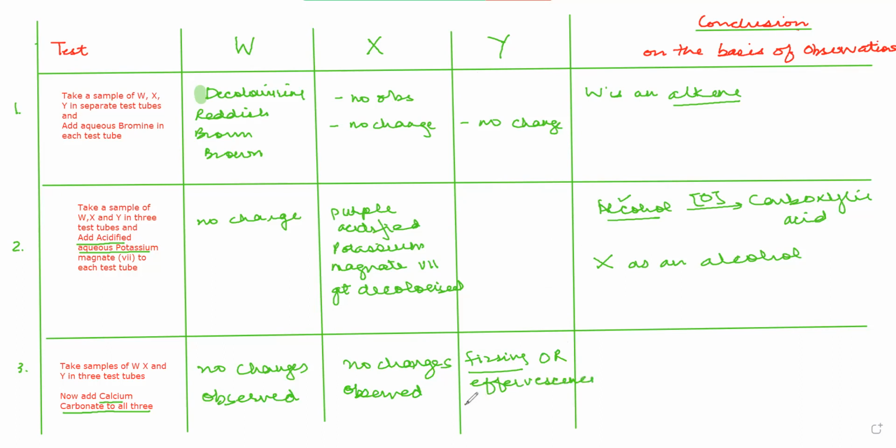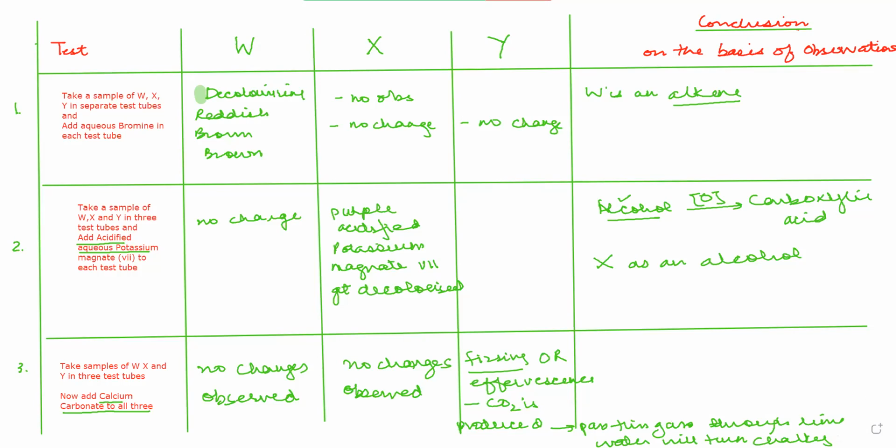Now, this effervescence is an indication that carbon dioxide is produced. If you further want to confirm it, what you can do is pass this gas through lime water. And what will happen? The lime water will turn chalky white. This confirms the presence of your acid.